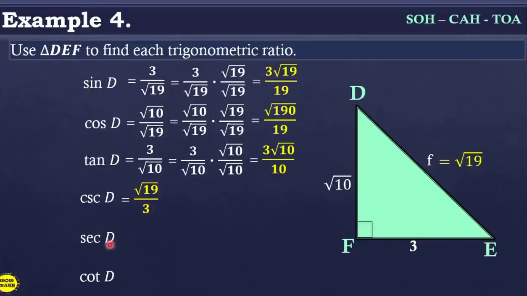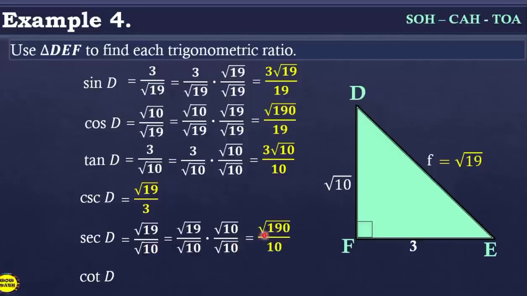And then, for our secant D, we have square root of 19 over square root of 10. There's a radical again, so we multiply by square root of 10. We have square root of 190 over 10. For our cotangent D, this is the reciprocal of this, so square root of 10 over 3.